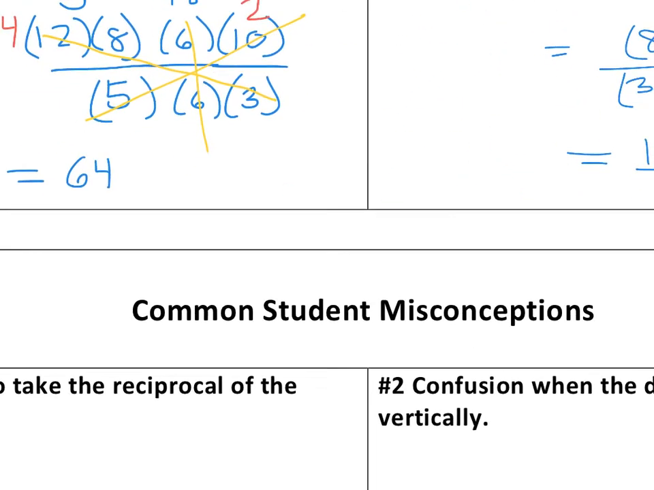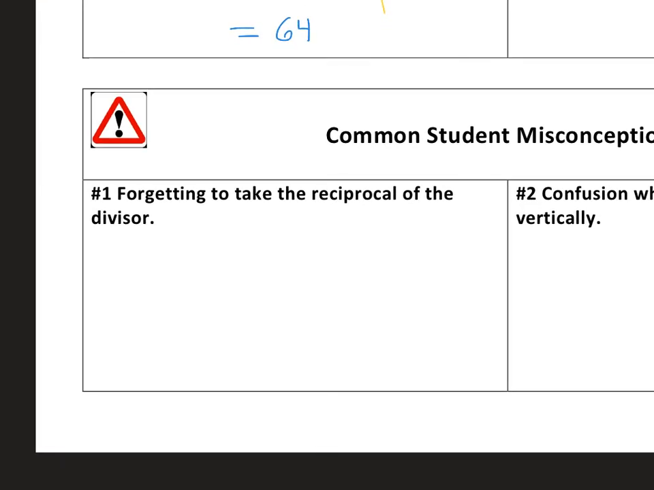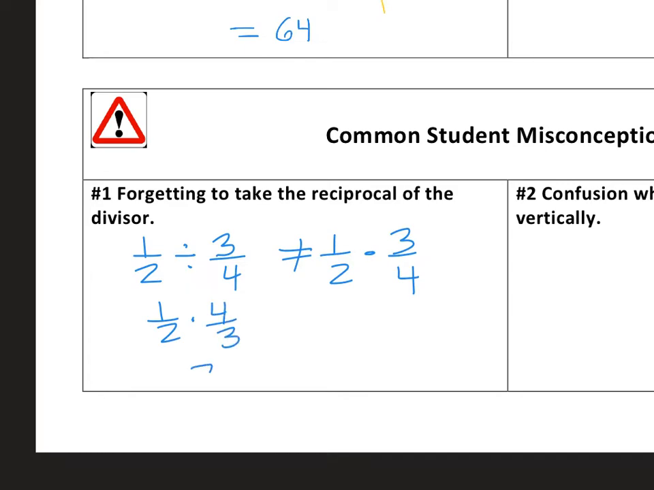Before we look at expressions, I want to take a quick look at some of the common student misconceptions. The first one, or I should say errors, is forgetting to take the reciprocal. So do note that 1/2, for example, divided by 3/4 does not equal 1/2 times 3/4. And you could prove that to yourself pretty easily. 1/2 times 4/3 is going to give me 2/3, and that certainly does not equal 3/8. So that's a common error.